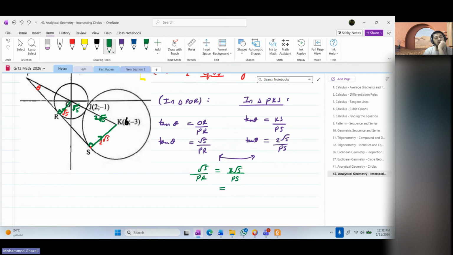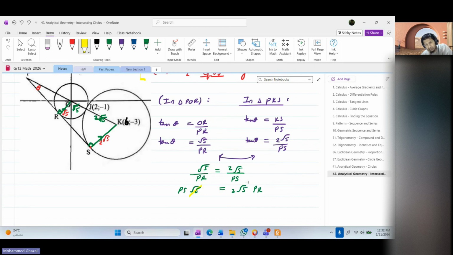So you got PR and PS. Again, I'm circling back to the midpoint theorem again. Obviously I can take out the root 5s. PS, okay, we're gonna flip both the fractions. So we're gonna say PS root 5 is equal to 2 root 5 PR.